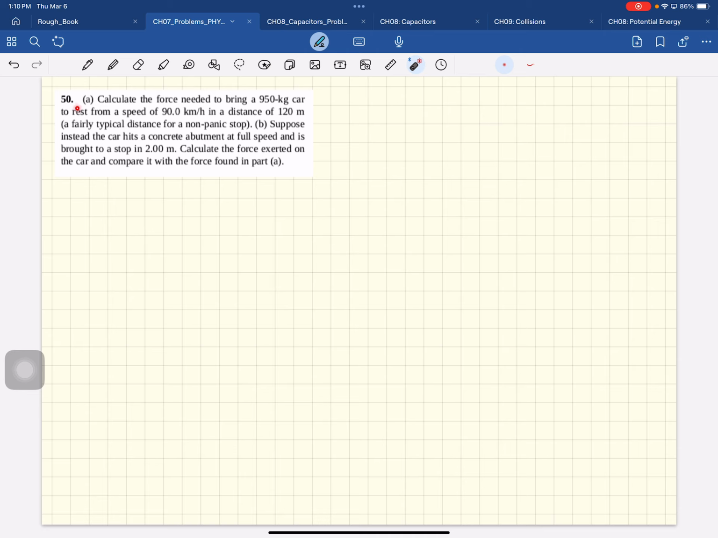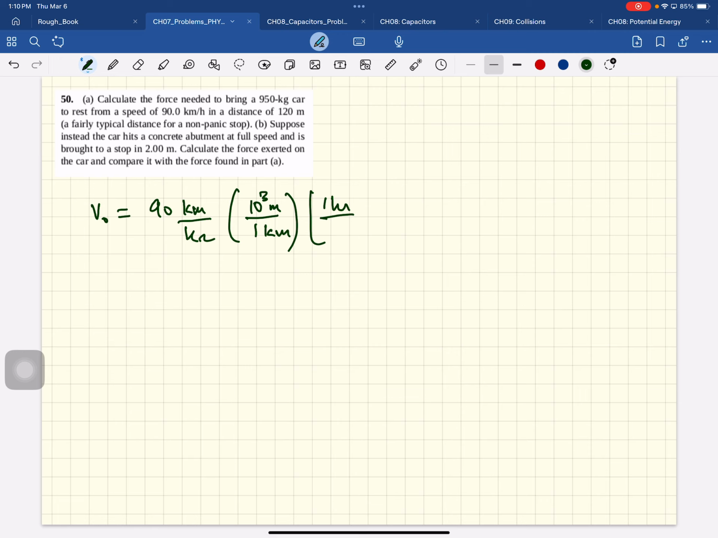All right, this problem says, calculate the force needed to bring a 950 kg car to rest from a speed of 90 kilometers an hour in a distance of 120 meters. So this is a typical stop. So before we do this, let's convert all these velocities. 90 kilometers per hour, we want to convert that to meters per second. And 1 hour equals 3,600 seconds.